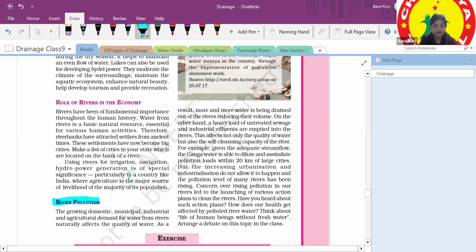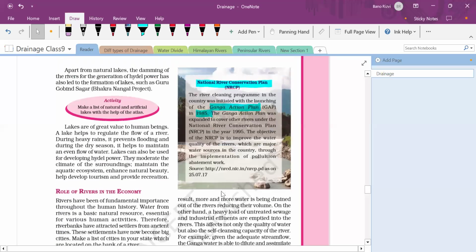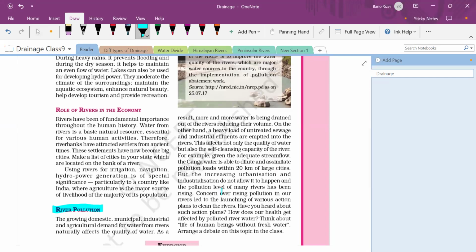Somebody read this. Let's read this heading, and then we will understand this question better. Who wants to read? Shravan, are you able to read? Yeah, river pollution. The growing domestic, municipal, industrial, and agricultural demand for water from rivers naturally affects the quality of water. As a result, more and more water is being drained out of the river, reducing their volume.